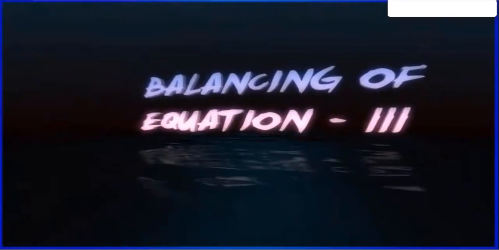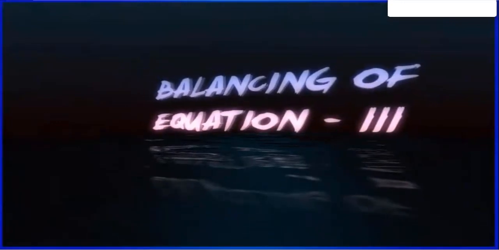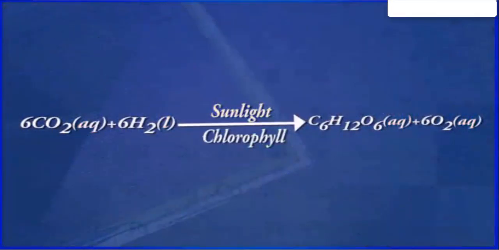Balancing of equation, Part 3. A chemical equation is made more informative by mentioning the physical state of the reactants and the products along with their chemical formulae.